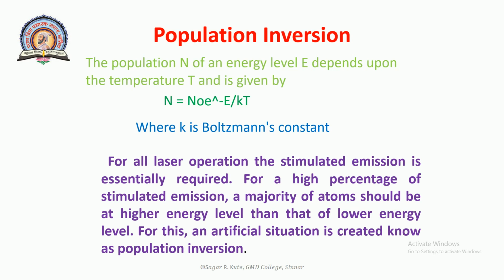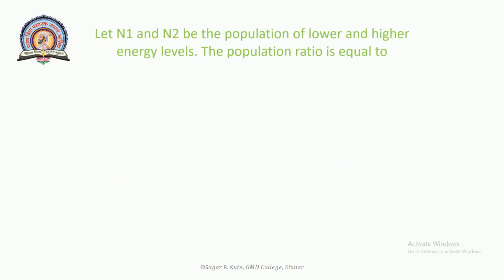The term population stands for the number of atoms in the active medium occupying an energy state. Let N1 and N2 be the populations of the lower and higher energy levels. The population ratio is N1 upon N2 is equal to e raised to (E2 minus E1) upon kT. As per the above equation, it is seen that at thermal equilibrium there are more atoms in the lower state than in the higher state, that is N1 is greater than N2.